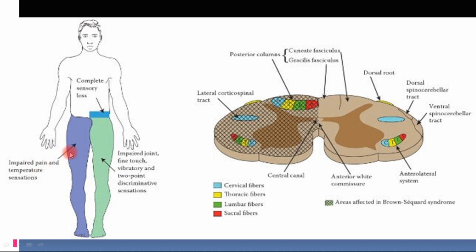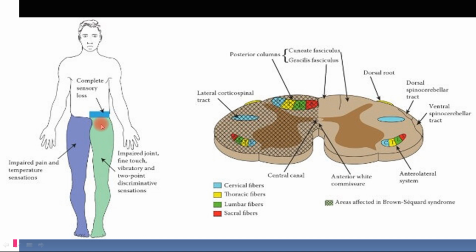Why is it happening, once again? Because the anterolateral tracts arising from these lower segments cross over to the opposite side. It takes the sensation from the right and crosses to the left side and ascends on the left side of the spinal cord. That is why, if there is a hemisection of the left side of the spinal cord, the pain and temperature sensation of the right side is getting affected. The left side pain and temperature sensation will be intact.